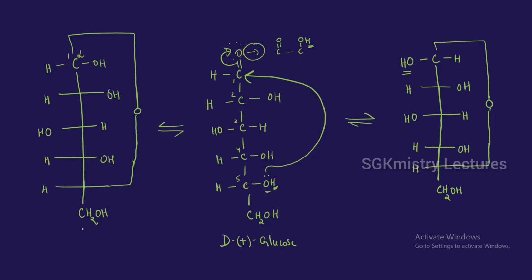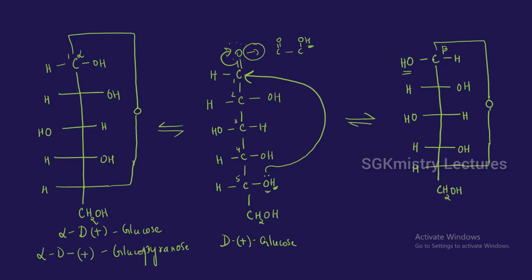We call it D plus glucose, and we specifically call it alpha D plus glucose, or this ring structure is called the pyranose. So I can also name it alpha D plus glucopyranose. Okay, this is called the beta structure.